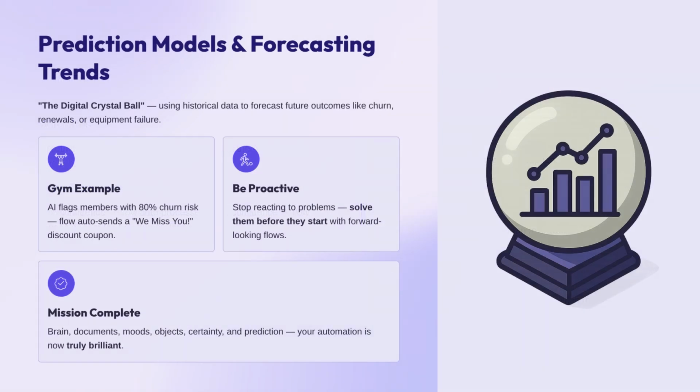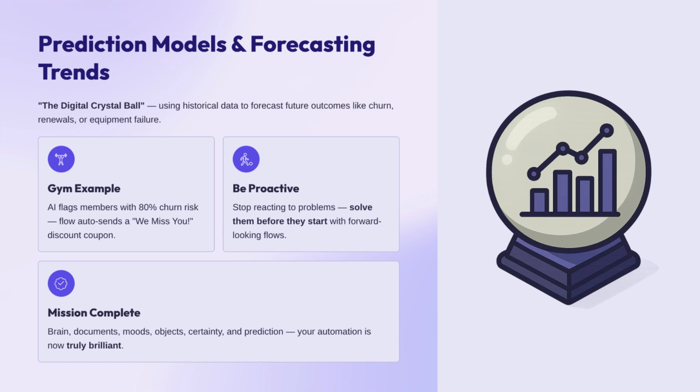This area involves using historical data to train a model that can forecast future outcomes, such as whether a customer will renew a subscription or if a machine is likely to break down. In our relaxed classroom tone, it simply means the digital crystal ball. We look at the past to guess the future.